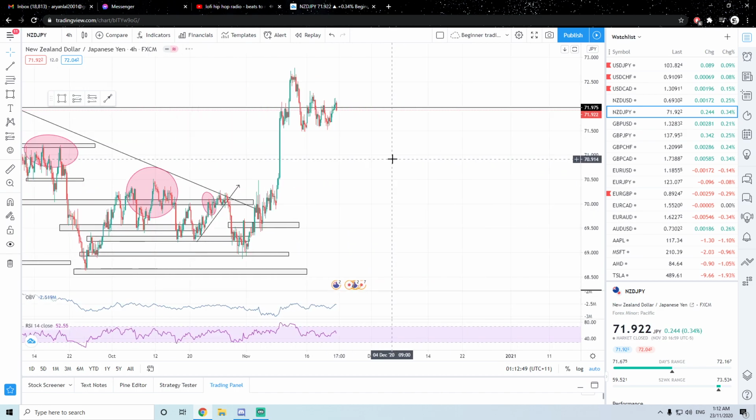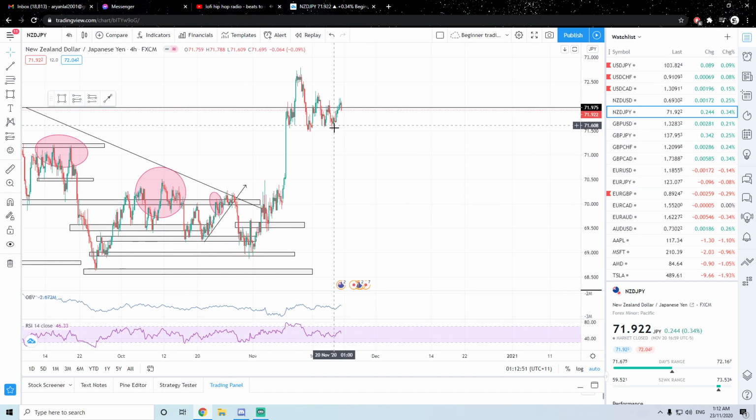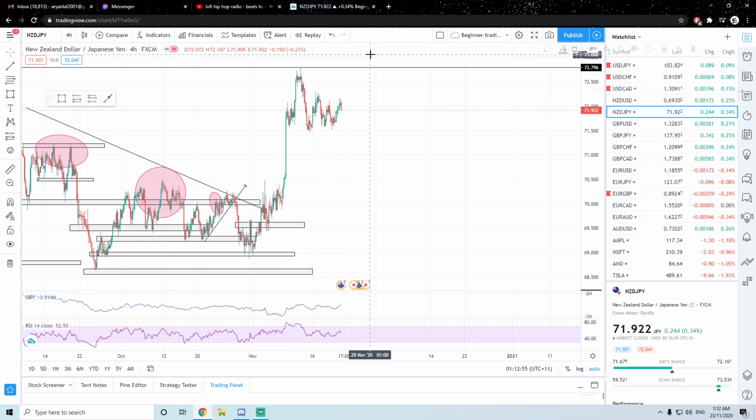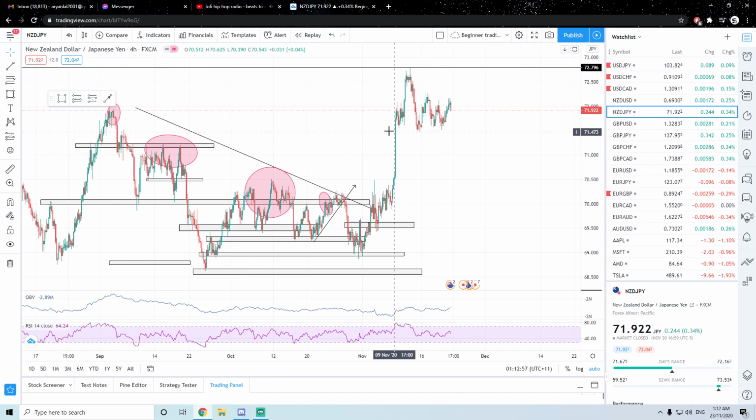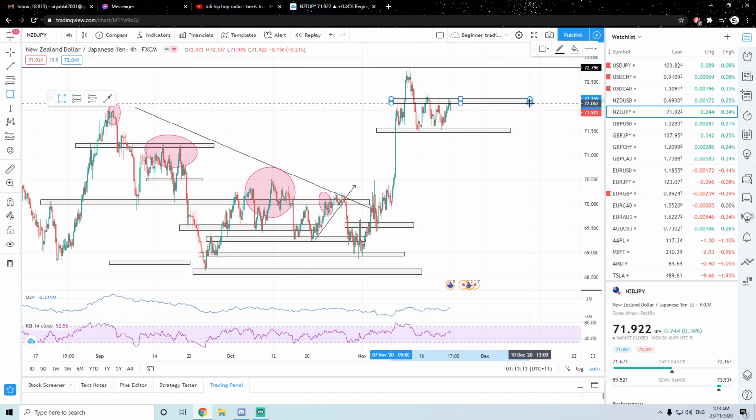Alright, so taking a look here, we can see that this pair has also created a higher high, so we'll just lift this up and move that there. We can also see this baseline level of support here, which I think is pretty good, so I'll mark that. We can also see there's a support level there, but I'm going to use this one here as a resistance. I'm using this one because it's more relevant.